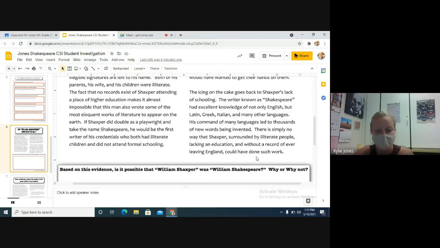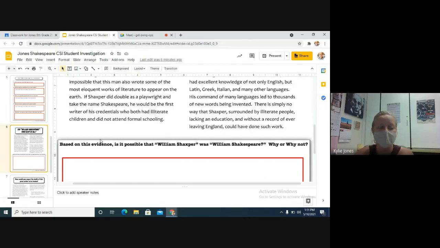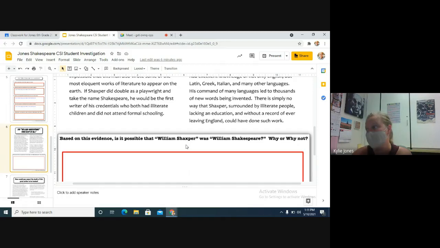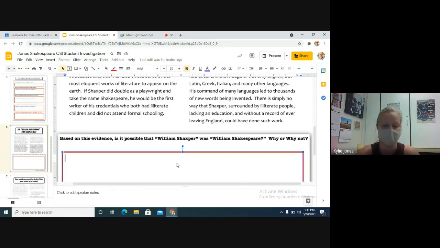So, based on the evidence we just talked about on this page, is it possible that William Shakespeare was William Shakespeare? So you need to tell me yes or no, and why. Yes or no, and why. I'll give you about 2 minutes. Give me your answer, yes or no, and tell me why you think that he is or is not that person.